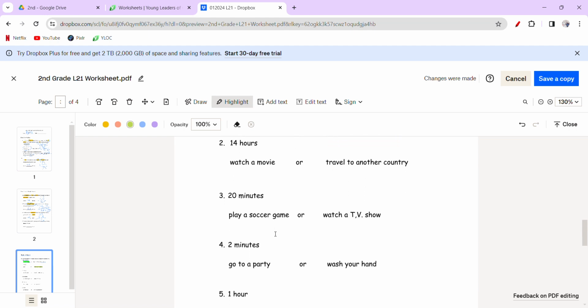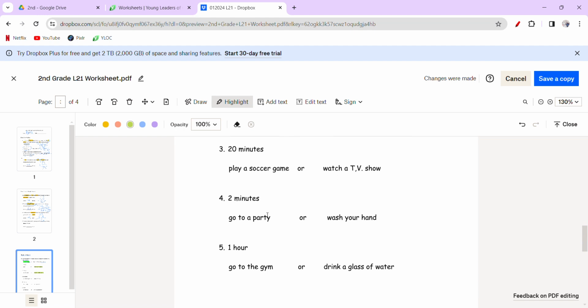because under 2 hours, sleeping for only 2 hours is not healthy for you. 14 hours: watch a movie or travel to another country. Okay, so we compare these two, watching a movie and traveling to another country. Under 14 hours, you can watch not a movie, but many movies, right? But they only use a movie. And movies are only 1 to 2 hours, right? But then traveling to another country may take quite a bit of time. So I would say this is more reasonable.